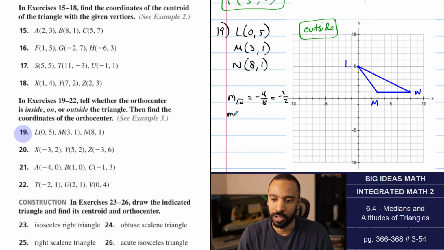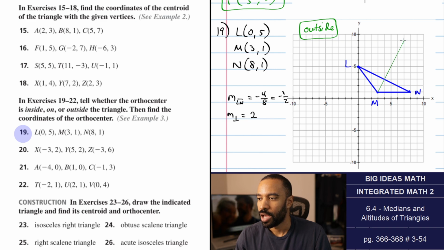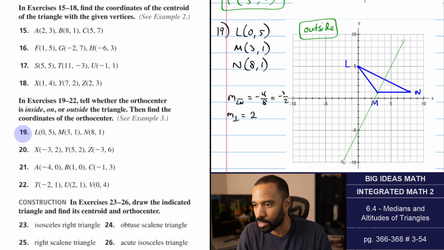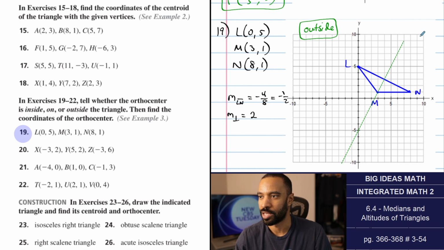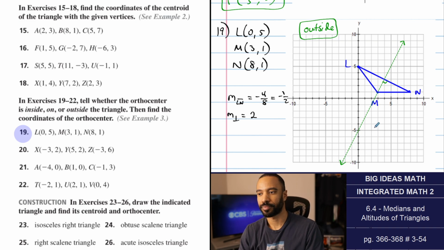Its opposite reciprocal slope is positive 2. Now this is important because from M, I'm going to go up 2 over 1 like that. Up 2 over 1, up 2 over 1. Next time I'll actually plot it as points, so I apologize for doing that. Remember, it's going to intersect outside of the triangle. Which direction? Nobody knows. I do, but I'm going to extend it like this and make sure I get this right. So we're going up 2 over 1 or down 2 left 1 to continue drawing this path. This is the altitude drawn from M to LN.